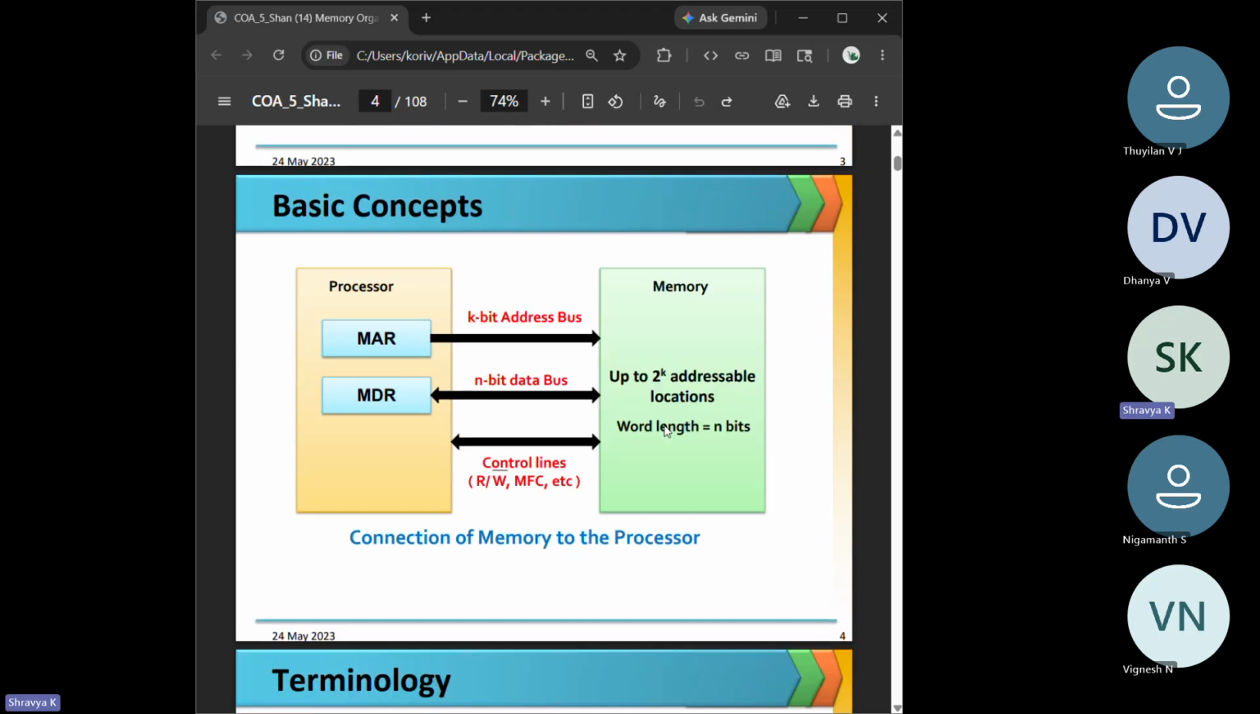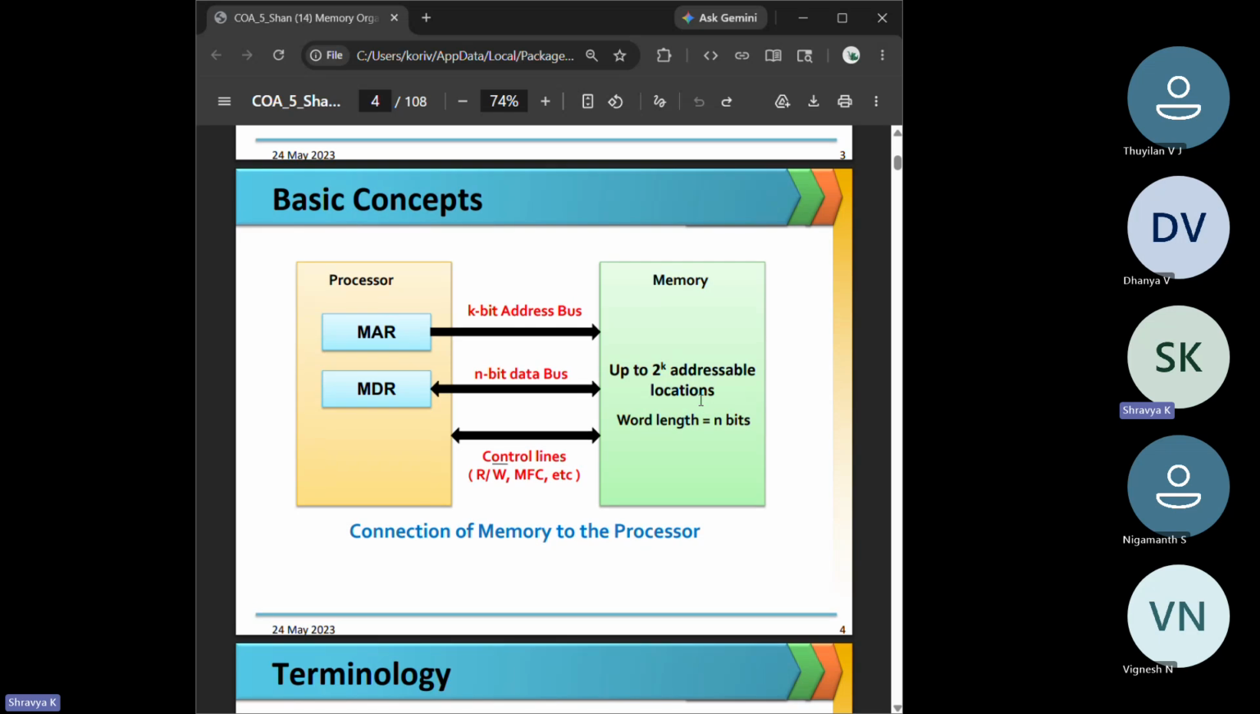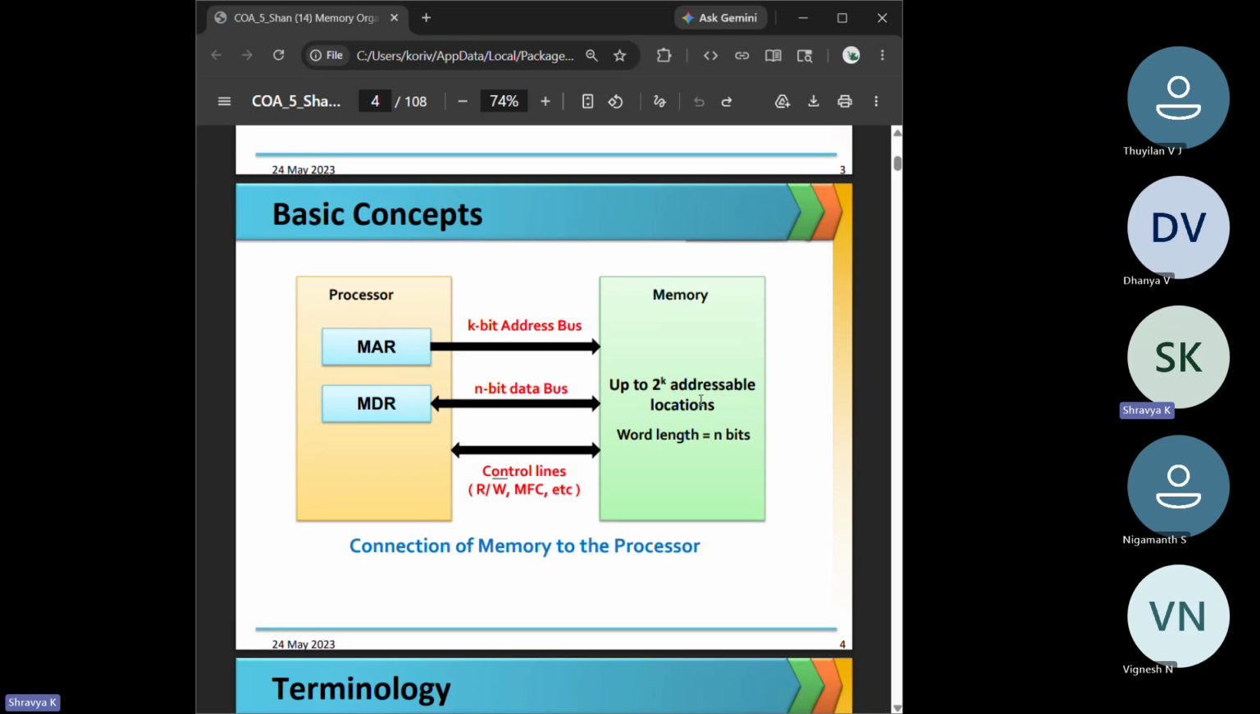These are some basic concepts about how the processor talks to the memory. You have an address bus and a data bus. There's a k-bit address bus that goes from the MAR to the memory, and if there are k bits in the address bus, let's say four, that will be 2 to the power 4 addressable locations. You might have seen this before as well.